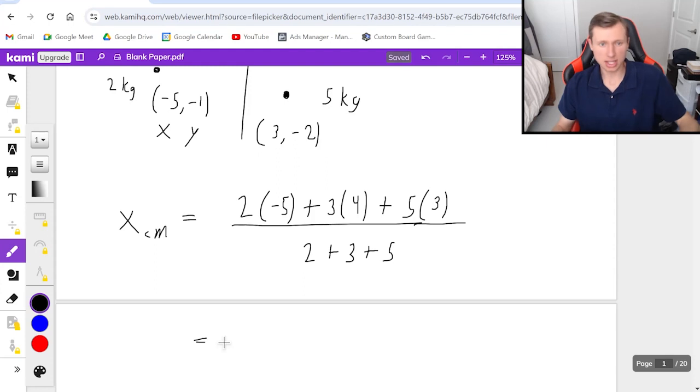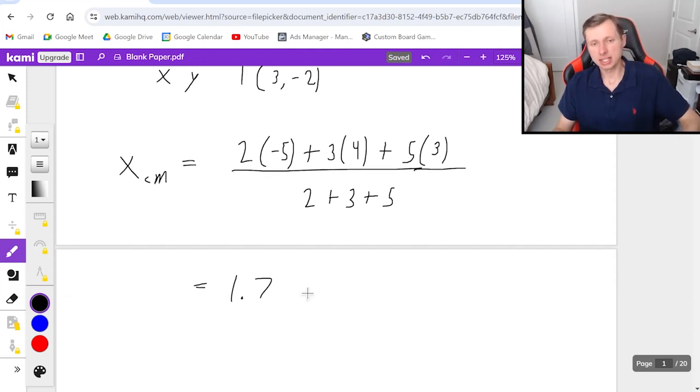And then you just plug this in a calculator, and I'll get a value of 1.7. No real units here because I didn't give any, but this is the x value of my center of mass. Now I have to do the same thing, but with the y values.